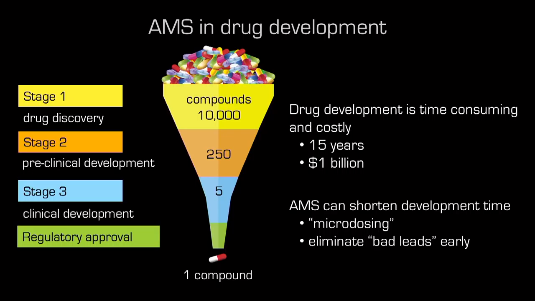Well, AMS could actually help shorten the development time of a drug through a process called microdosing, where we can give humans, earlier in this drug development process, a very small dose of the drug with a carbon-14 label tag on it so we can trace it. So we can determine early in the drug development process if a drug is going to work or if it's going to be bad, and we can take it out of the product line. So microdosing can help by looking at human studies earlier, which helps us eliminate what are called the bad leads earlier in the drug development process.